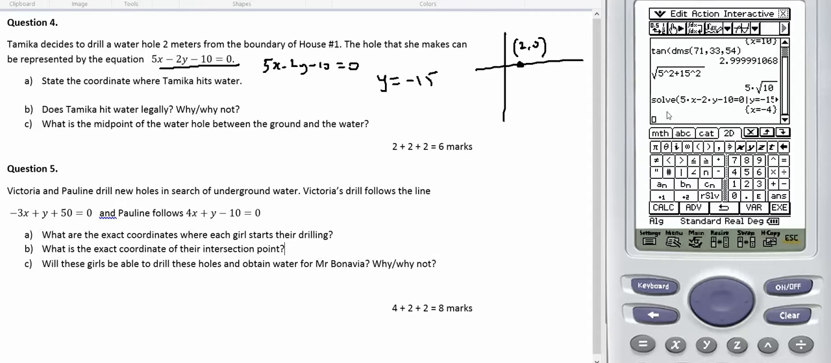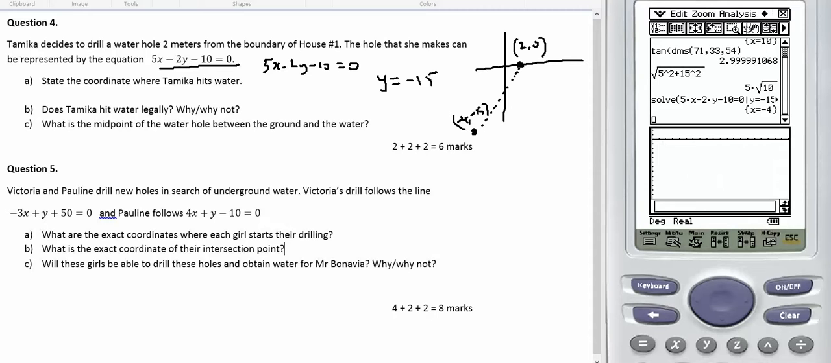So Tamika is going to be drilling like this, and she's going to hit water over here at (-4, -15). And if Tamika took that water, she'd be illegally taking it, since it's outside the zone.